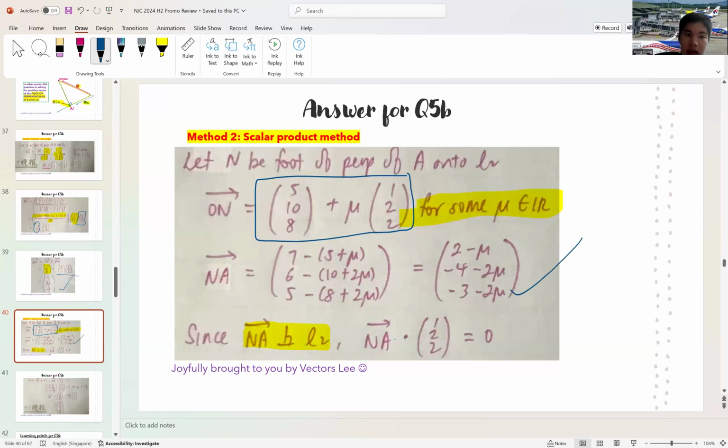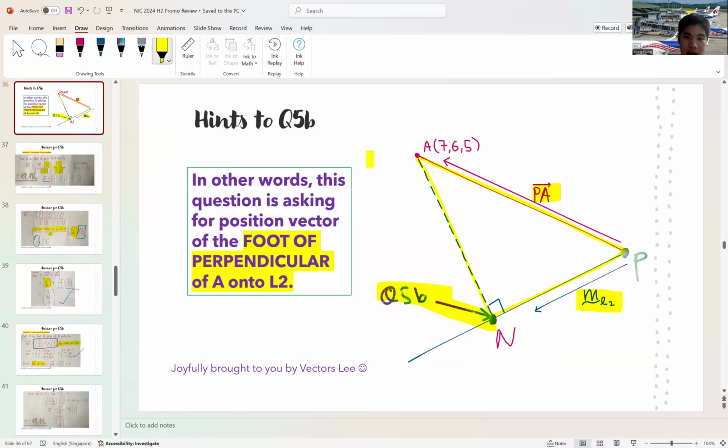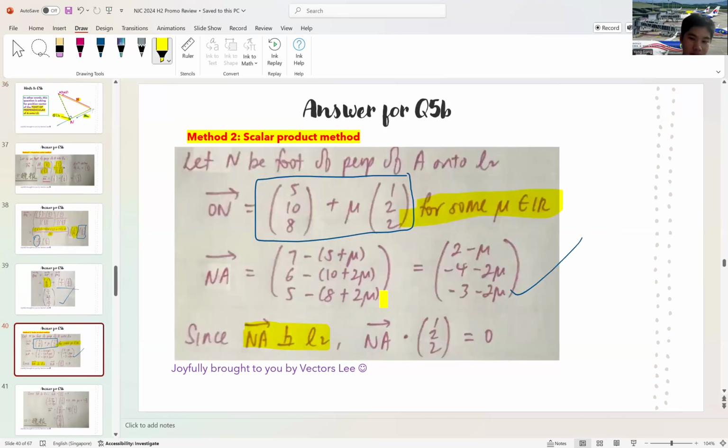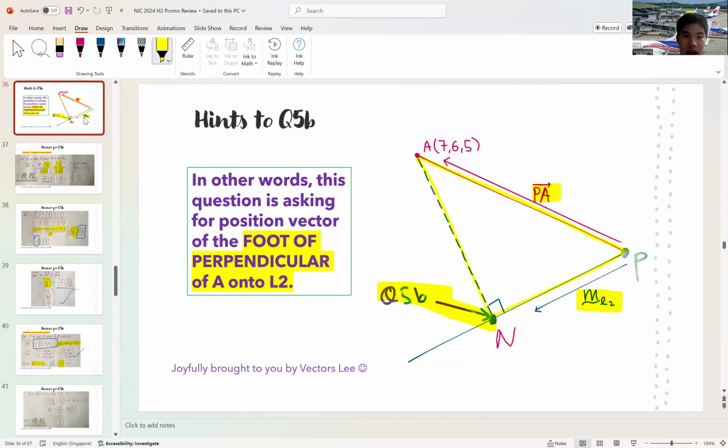And then after that, I'm going to say that now, what is NA? NA is the perpendicular vector to L2, right? So this means that the two vectors are perpendicular. And ladies and gentlemen, please take note of this, right? Please take note of this. A lot of you tend to substitute the equation of line L2 here. This is absolutely wrong. The equation of line L2 comes from a vector addition.